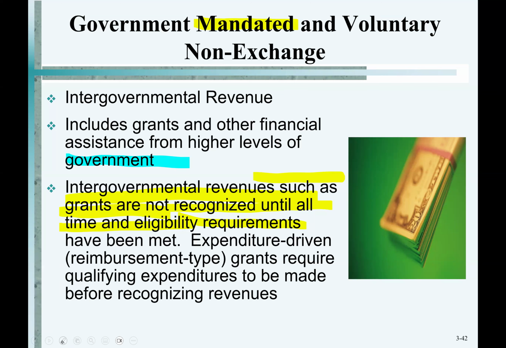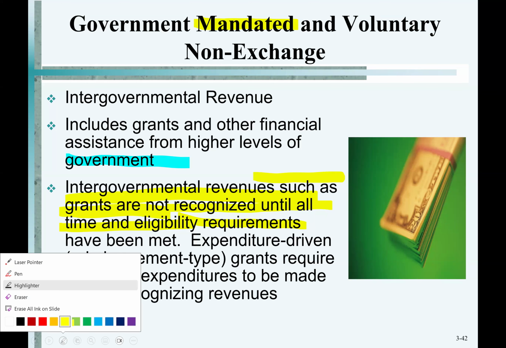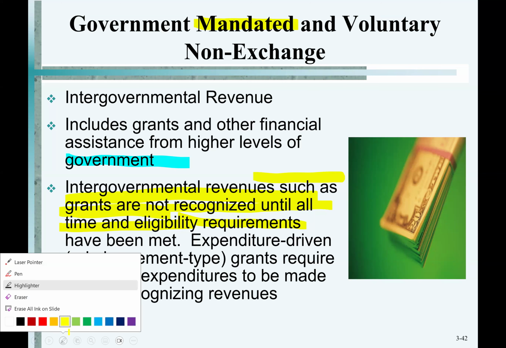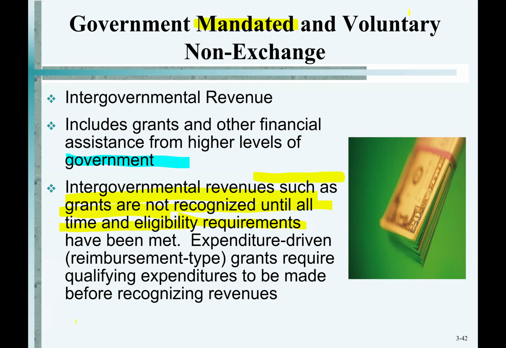Now, where I could see eligibility becoming relevant, I mean, GASB tells us it was relevant. Come on, John. Oh, forget it. I'll circle the voluntary rather than change the color.